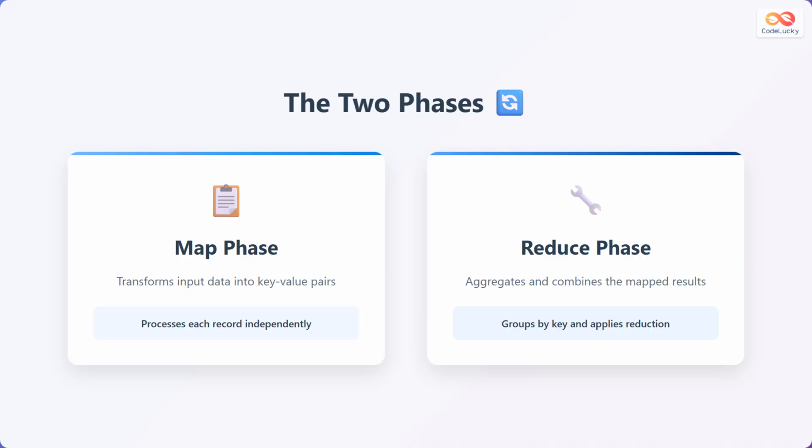MapReduce operates in two primary phases. The first phase is the map phase. It transforms input data into key value pairs. The map phase processes each record independently. The second phase is the reduce phase, which aggregates and combines the mapped results. The reduce phase groups by key and applies reduction.